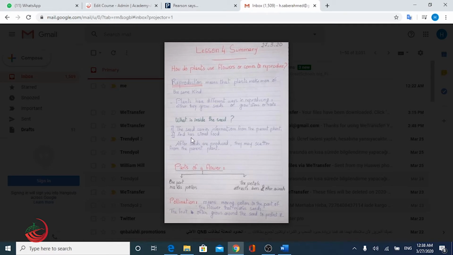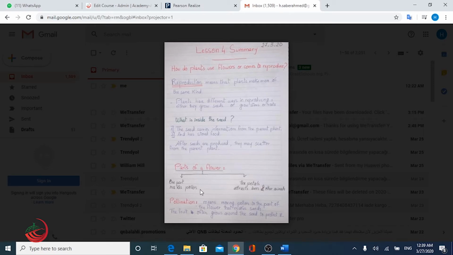And also it has stored food. If you open your book and look at the seed pictures, inside the seed there is stored food. Okay. After seeds are produced, they may scatter from the parent plant. What's the meaning of scatter? Scatter means to go away or to move away from the parent plant. And this option of scattering gives the seed enough room to grow.